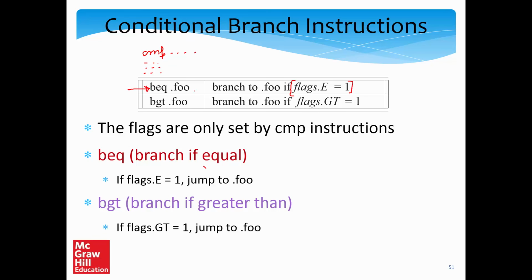The same is true with the BGT instruction, which takes a look at flags.gt, and if flags.gt had been set to 1 by the last compare instruction, the BGT instruction would jump or branch to .foo, essentially the statement which is there at the .foo label. And these flags, mind you, are only set by compare instructions. And who are they meant for? They are meant for later branch instructions like BEQ and BGT to take a look at them and jump.